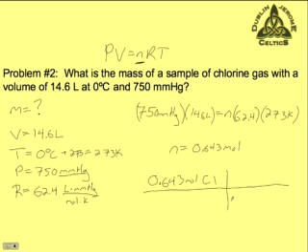Wait, I think something's wrong there. Chlorine's Cl, that's chlorine. Yeah, but isn't chlorine one of those diatomic ones? Oh, there's two of them. There's two chlorines. I'm glad we caught that. That makes a difference. Because now my mass, instead of being 35, is going to be 70, because I need two chlorines, 70.9 grams of chlorine for every mole. Diatomic. That's a good catch.